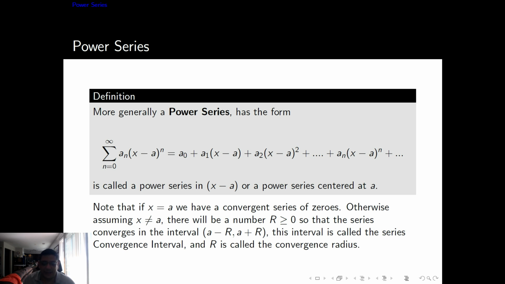Now, if we assume that x equals a, notice that this is going to become 0. That's just a series of zeros, and it's going to be convergent, of course. But if x is different from a, then it becomes more interesting, and there's going to be a number r bigger than 0 so that the series is convergent in an interval close to a, the interval (a minus r, a plus r). That interval is called the convergence interval of the series, and r is going to be called the convergence radius of the series.